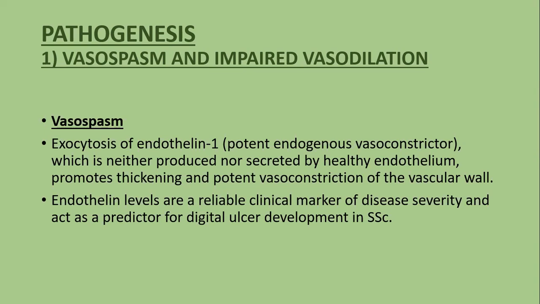Among the pathogenesis, we are going to discuss vasospasm first. There is exocytosis of endothelin-1, which is a potent endogenous vasoconstrictor that is neither produced nor secreted by healthy endothelium. Once secreted, it promotes thickening and potent vasoconstriction of the vessel wall. The endothelin levels are a reliable clinical marker of disease severity and act as a predictor for digital ulcer development in systemic sclerosis.